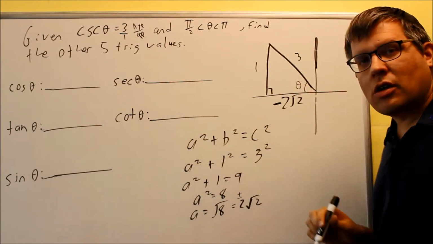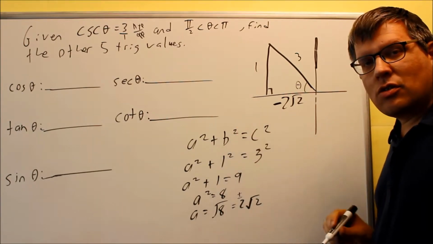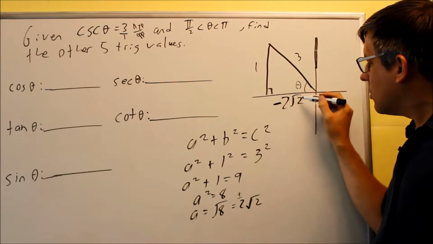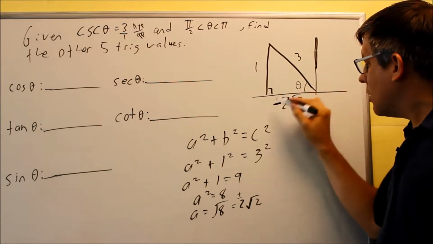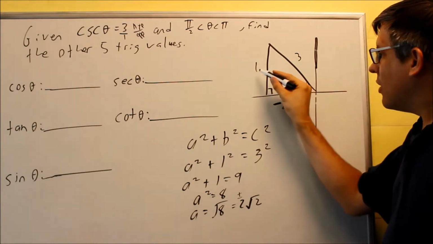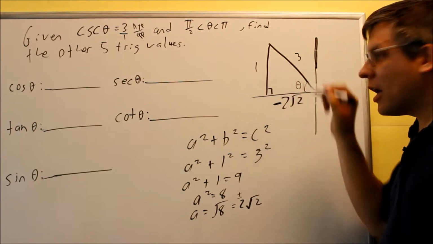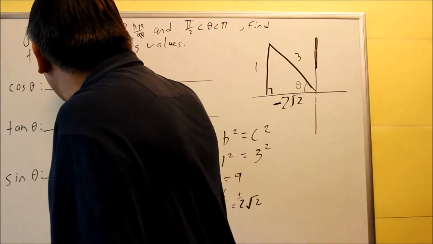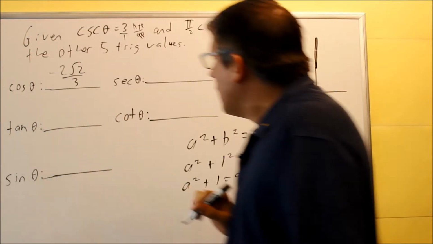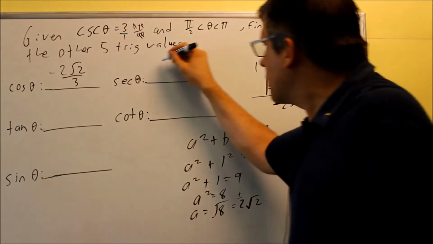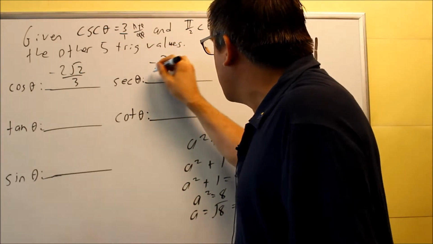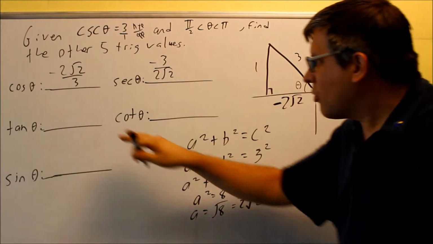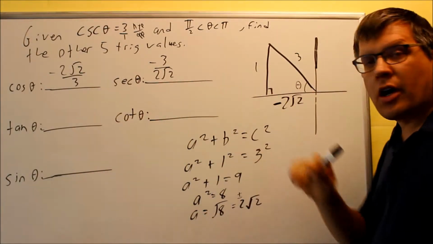We're ready to answer our other 5 trig values. So cosine is going to be the adjacent over the hypotenuse. The adjacent is negative 2 radical 2. Here's your opposite. The opposite is 1. Hypotenuse is going to be 3. So if we use our definition, it's negative 2 radical 2 over 3. And then we're going to flip this, negative 3 over 2 radical 2. I'm going to come back to this. I'm going to rationalize it in a minute. But first I want to answer the rest of these.